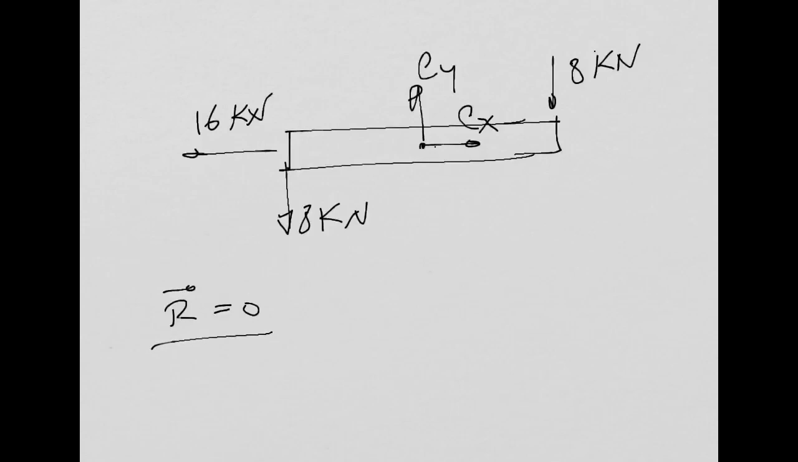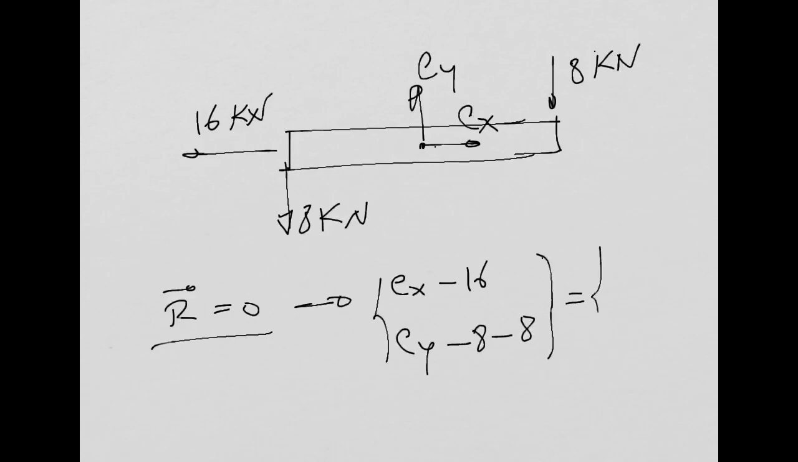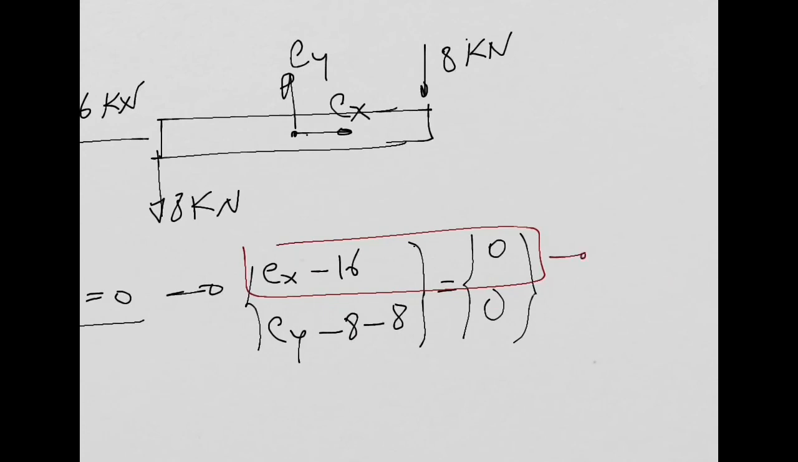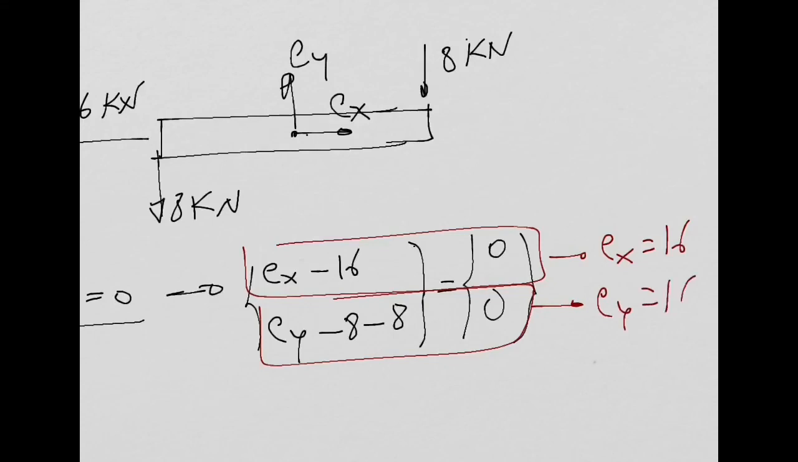And it's very easy to see. Well, we can do it here. Look. Horizontal components, we have Cx minus 16. Vertical components, we have Cy minus 8 minus 8, right? This needs to be equal to 0. So from this equation here, you get Cx equal to 16. And from this equation here, you get Cy equal to 16 as well, like we obtained before. Yeah, you can do that.